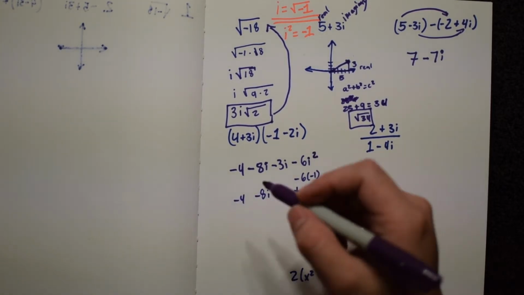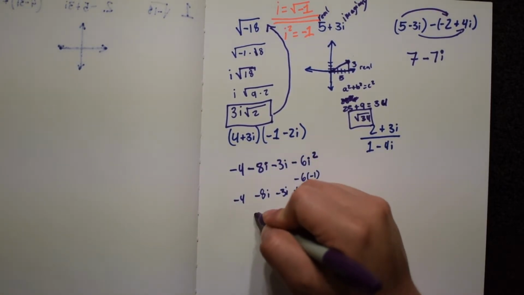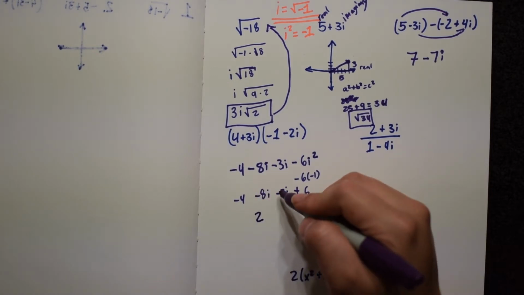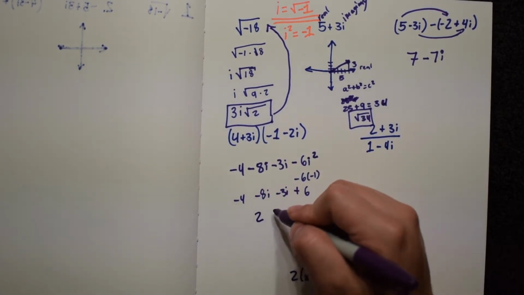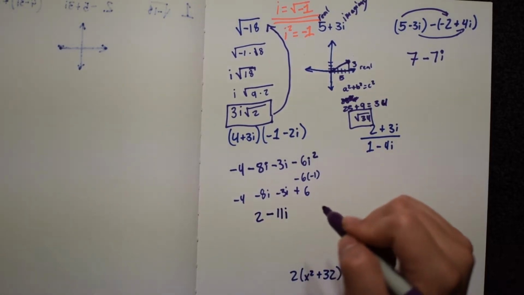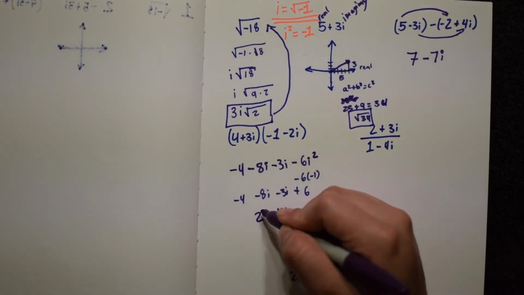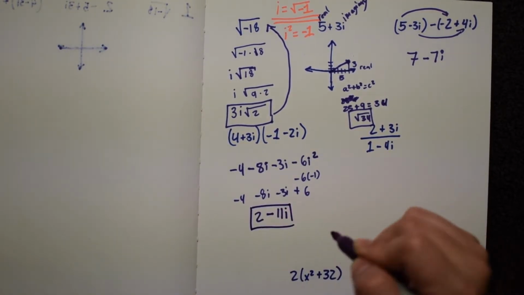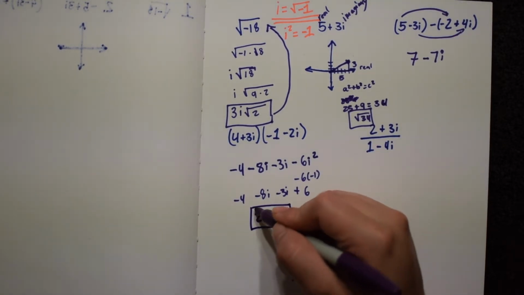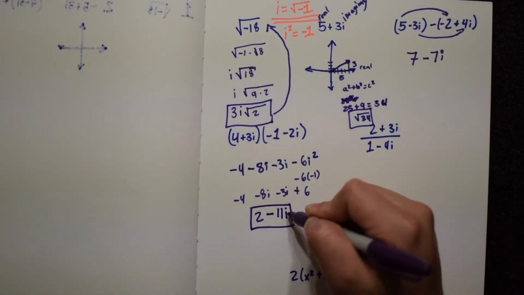-4 and +6 combine into a +2, and -8 and -3 are going to combine into -11i. So from this you can actually see that we get one single complex number. Always remember to put your real part first and then your imaginary part.